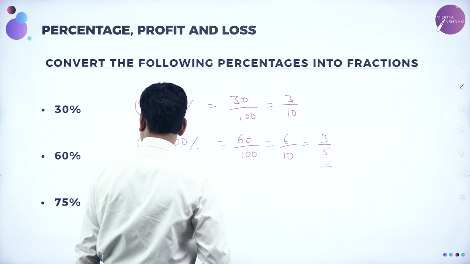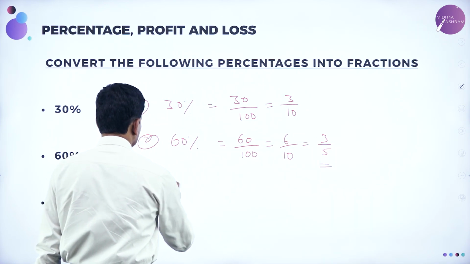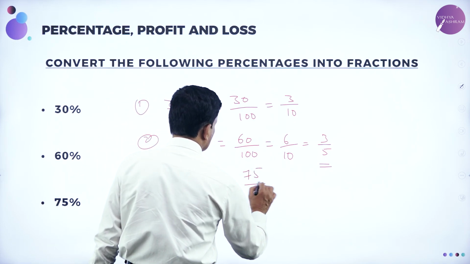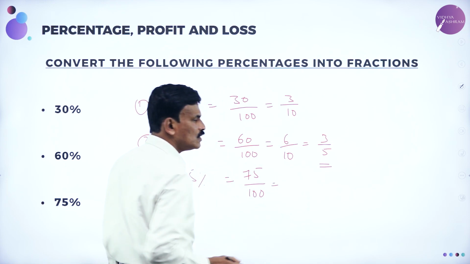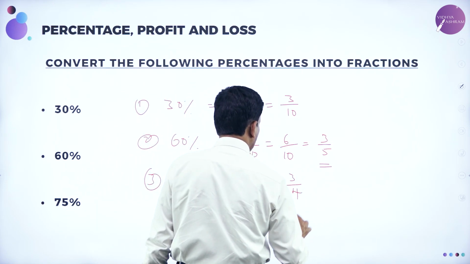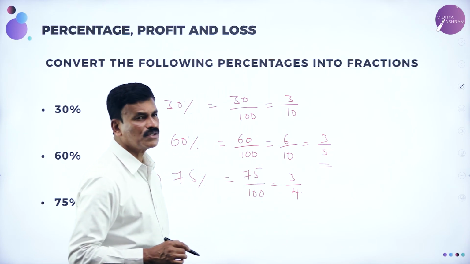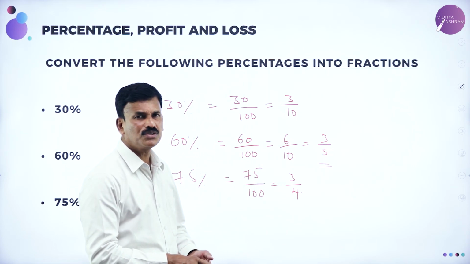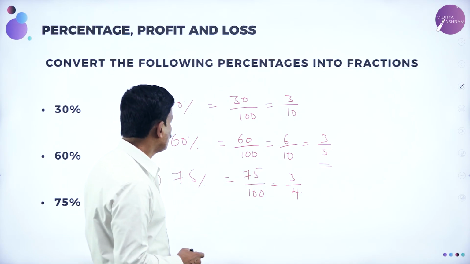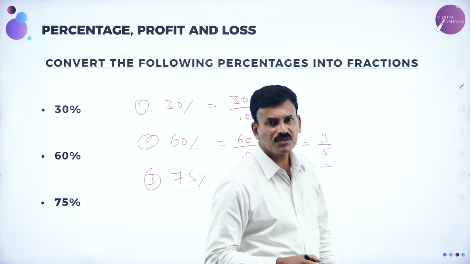Right. Now next, 75%. That's equal to 75 divided by 100. So you can divide by 25. 25 threes are 75, 25 fours are 100. 75% is equal to 3 by 4. 3 by 4 is the fraction for 75%.